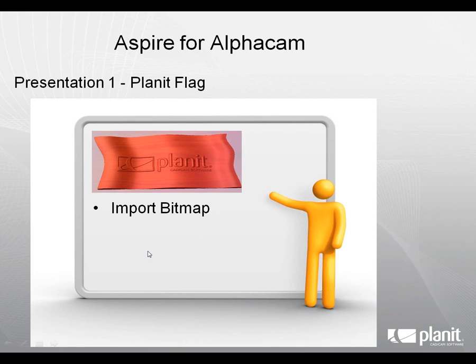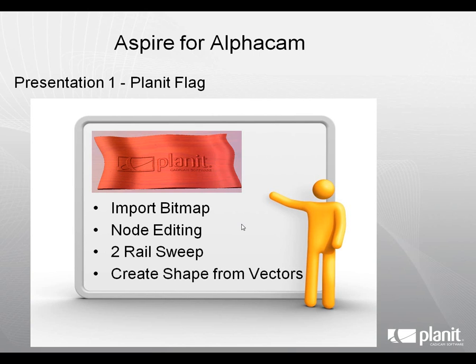The first one is going to be the Planit Flag. With that we'll be importing a bitmap, which is the logo and text of Planit. Do some node editing, show how you can manipulate the geometry, do what we call a two-rail sweep. The two-rail sweep is going to create the background of the flag, and then also create some shape from vectors, the vectors being the logo and the Planit text.